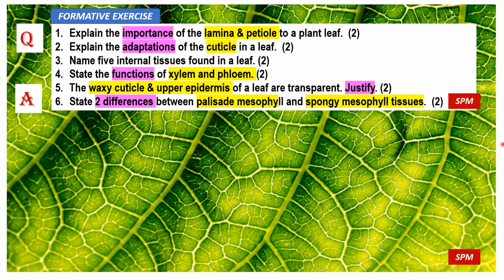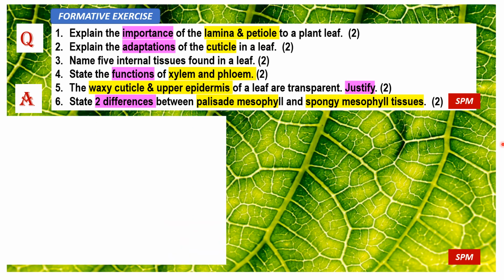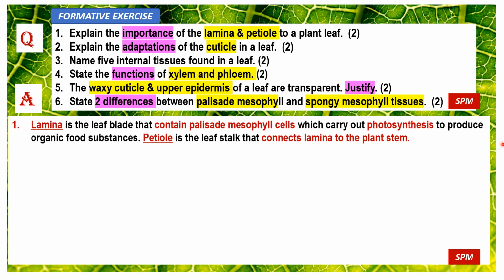Now going on to the formative exercise. Question 1, explain the importance of the lamina and petiole to a plant leaf. So highlight the keywords, right? Importance of lamina and petiole. So firstly, the lamina. It is the leaf blade that contains palisade mesophyll cells which carry out photosynthesis to produce organic food substances. So inside the lamina are the palisade mesophyll cells that carry out photosynthesis.